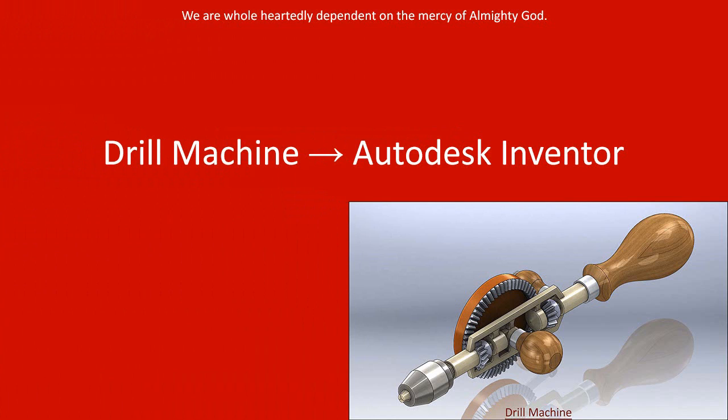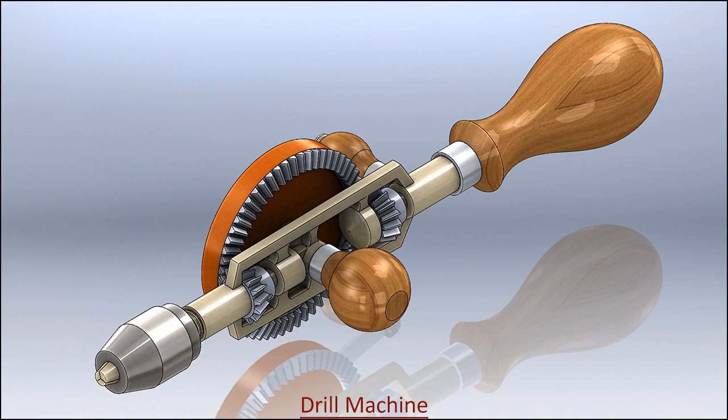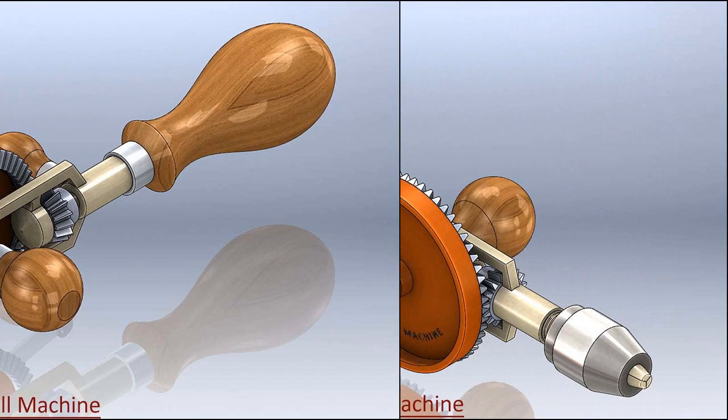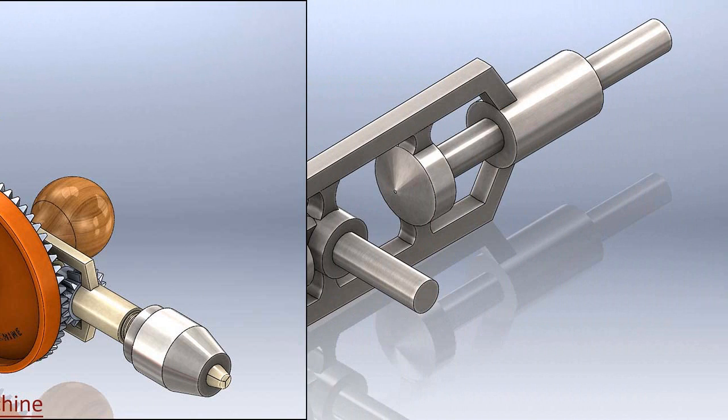Today we will create an assembly file of a drill machine in Autodesk Inventor. In this video, you will learn the full modeling process of this model and its components. We have used 16 part files and 4 content center part files to make this assembly. Some pics I am showing you at the beginning of this video.